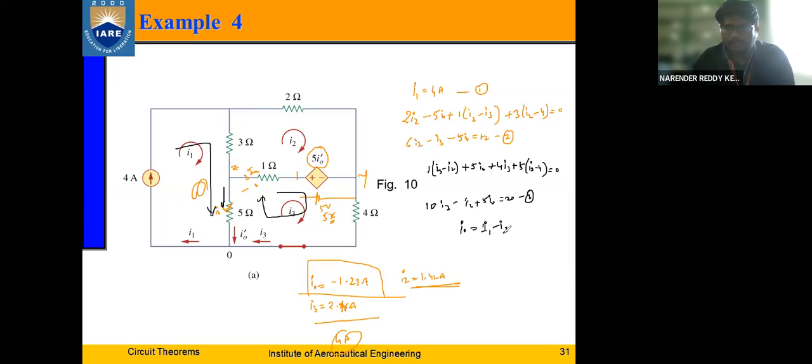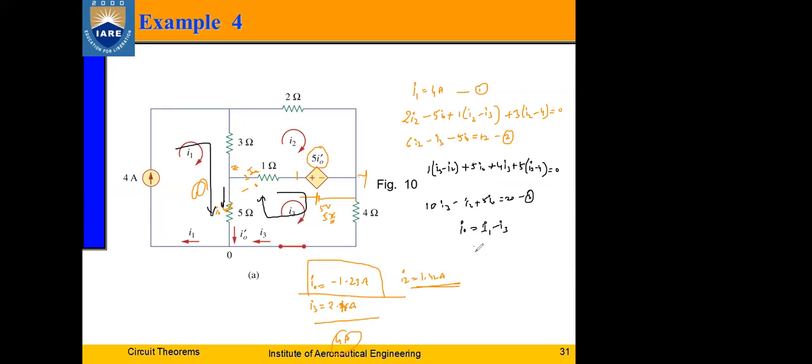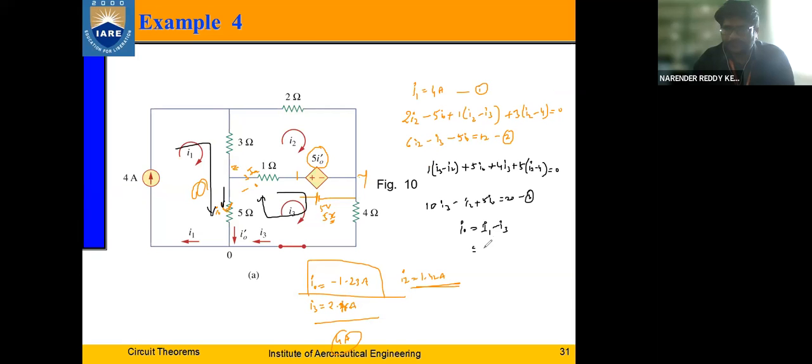If I write I naught is equal to I1 minus I3, I took I3 minus I1, whatever, it should come out negative, no issues, because I write it as 4 minus I3 now. So wherever I see I naught, I can substitute it as 4 minus I3. So these equations change now. Equation 3 and equation 2 get changed, right?